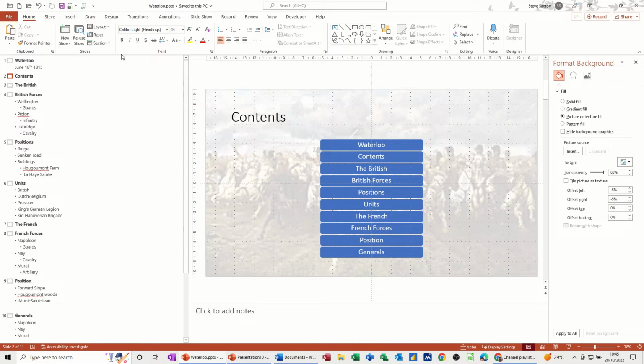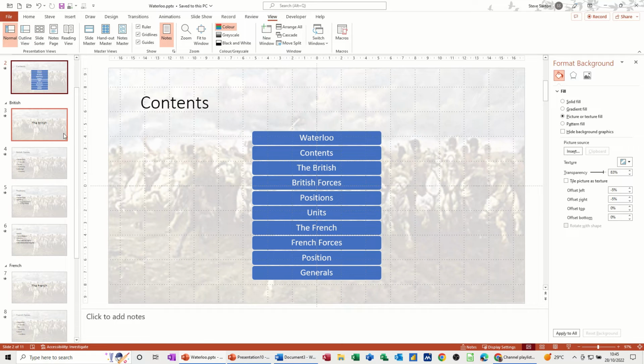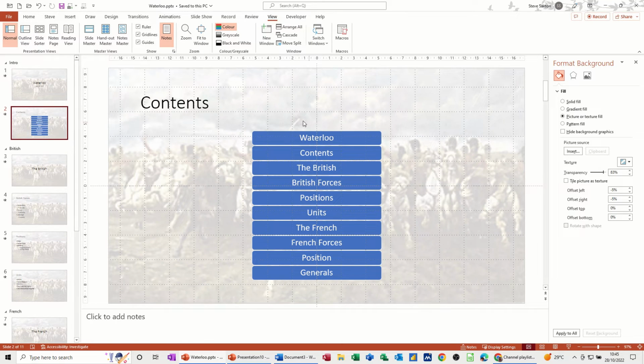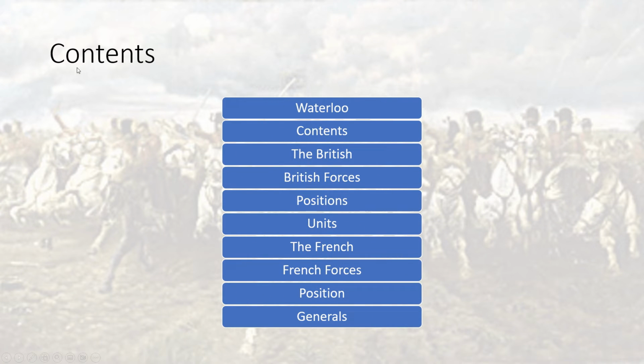So when I put this into, just go back to the normal view so you can see the previews. So when I go into full screen again on this one, what will happen now is I can navigate to, say, the British Forces slide. And then you can see the hyperlink there. That's going to take me back to the table of contents.